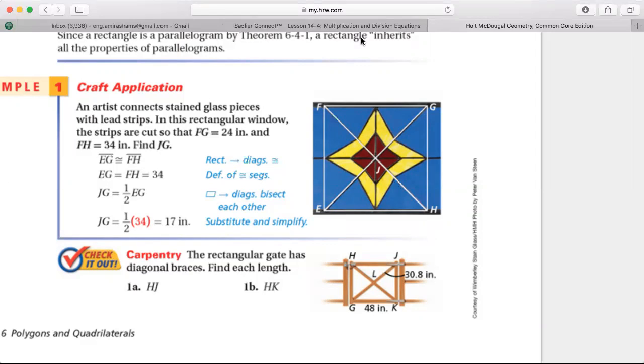Yes, Mice. 1A, yes, correct. 1A is correct. What about 1B? Yes, excellent, Mice. Excellent. 1A and 1B are correct. Excellent, Mice. Okay, Tala, 1A is correct. 1B, please check it again.